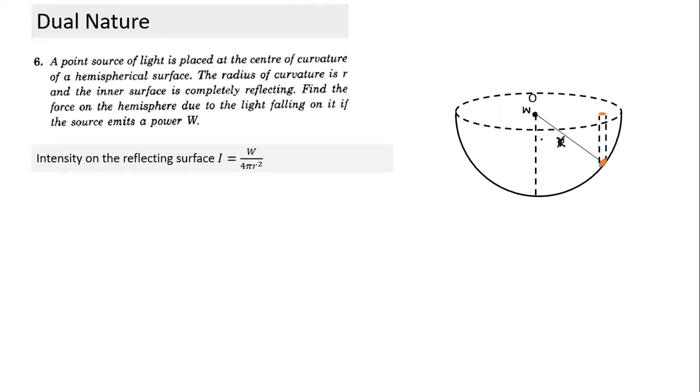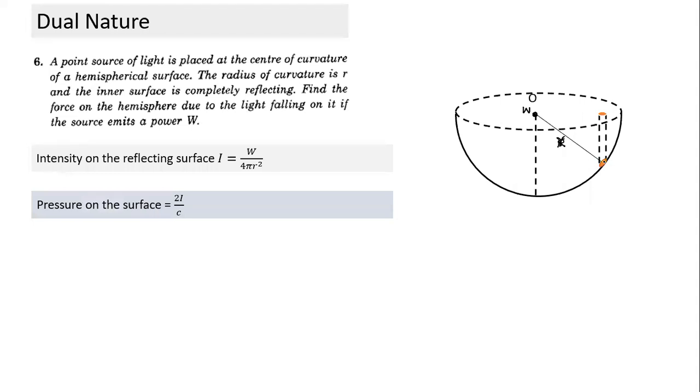So what is the intensity? That is pretty simple: the power divided by 4 pi r squared. We are assuming the source emits energy in all directions, and only half the energy emitted falls onto the hemispherical surface. That's the intensity. If I take any small area, what is the pressure on this area?